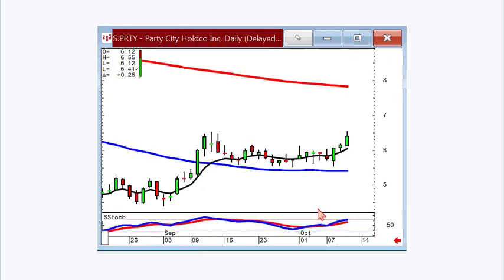Party City, bullish doji sandwich, fry pan bottom, left-right combo. Yes, where do you think, if this breaks out through this level, where do you think it's going? The 200.